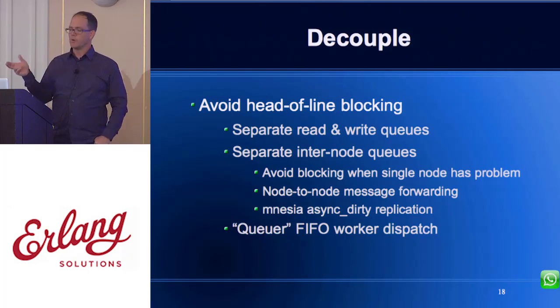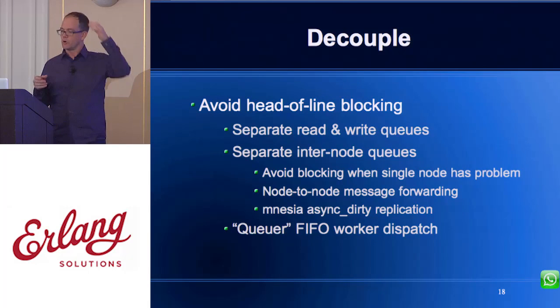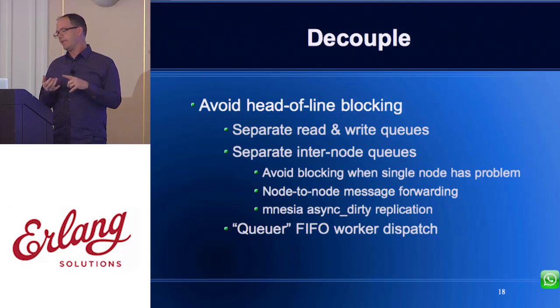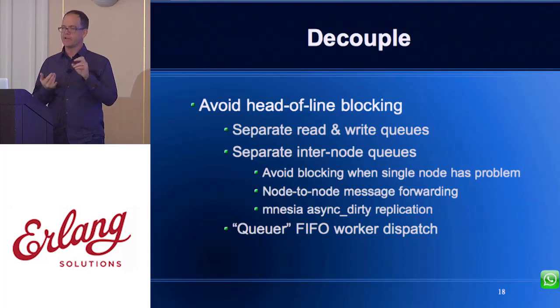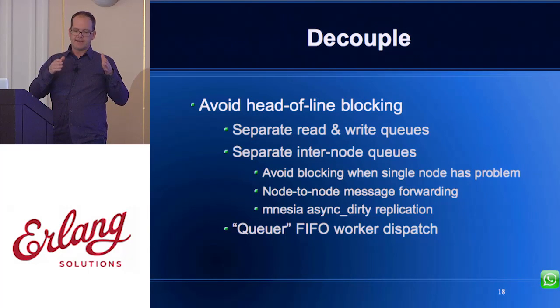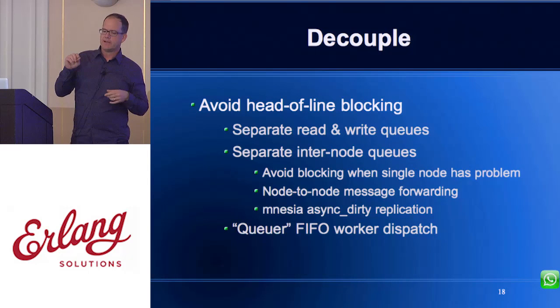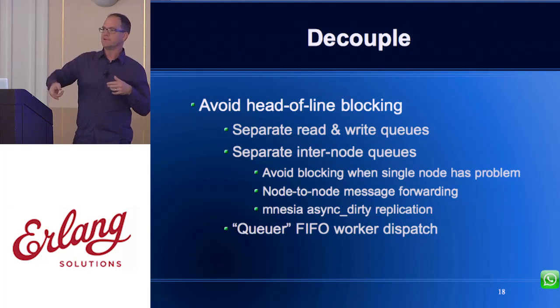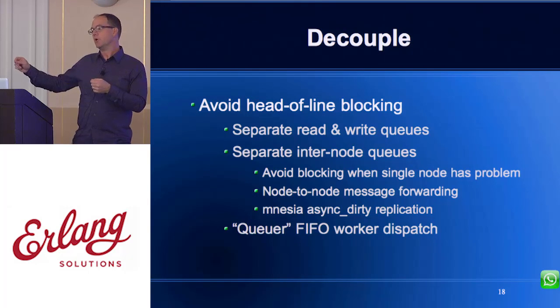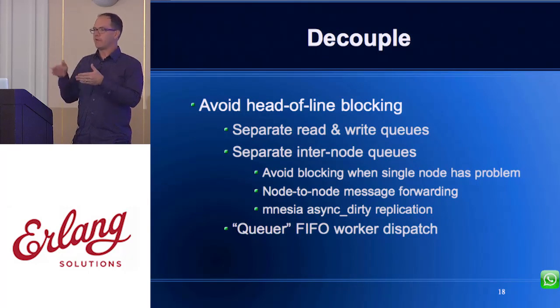So we use that for when we're doing node-to-node message forwarding, especially on those front ends, and then also made a patch to Amnesia to do that at the async dirty replication time. Ordinarily, when you do an async dirty write with replication, the local process does a write into the ETS table on the local node and then does the cast to the remote node. So what we do is we hand that cast off to a set of workers that are specific to that node, so that the replication streams are both running in parallel.